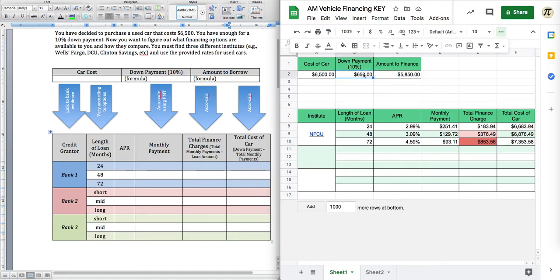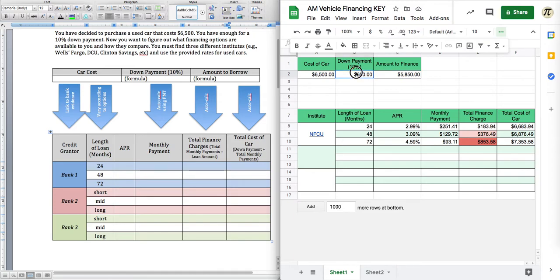Watch this. Up here it says this is my 10% down. I do want to show you that formula that I used. I said 0.1, 10% of the cost of the car. And now if you hit enter, it's 650. And over here I just did the subtraction. I took the 6,500 and subtracted the 650. This is how much money I'm getting financed from the bank. That's how much money I need to borrow.